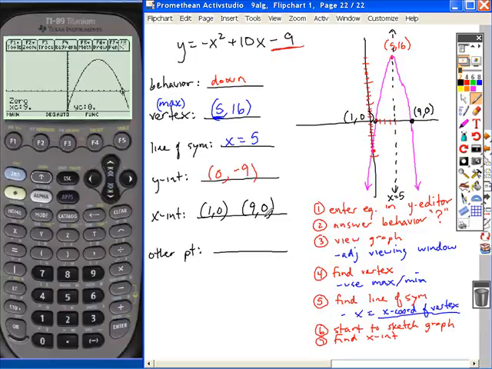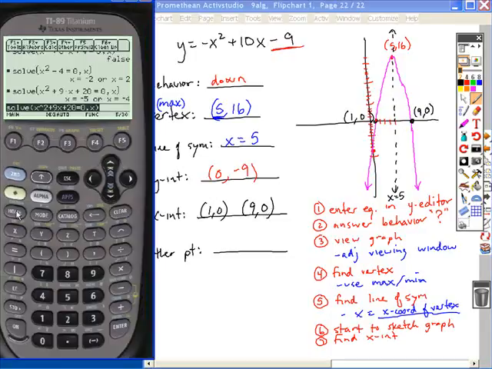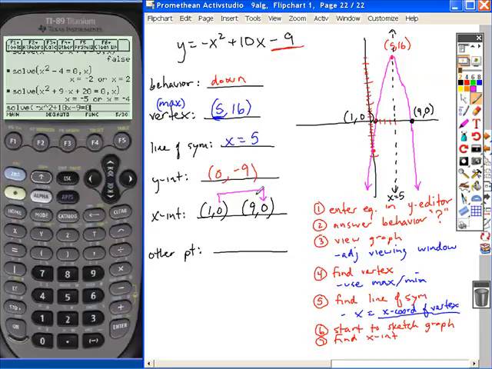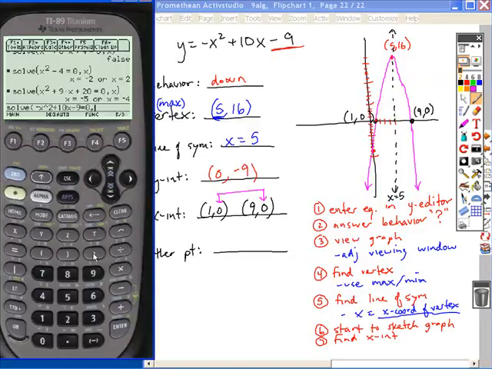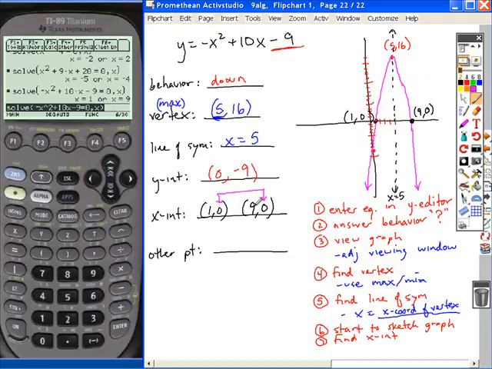The alternate to this is we could have gone back to our home screen, used the solve key, and typed in our equation exactly as it appears, so -x² + 10x - 9. We have to set it equal to 0. Again, the x-intercepts, if you look here, are the 2 points where our y values are 0. So we're going to set our equation equal to 0, place a 0 for y, solve for x, and we should get our 2 answers, 1 and 9. Just put the y-coordinate of 0 to find your ordered pair for those.